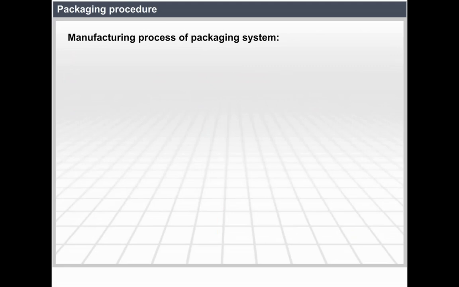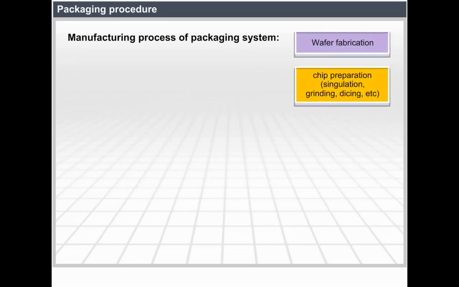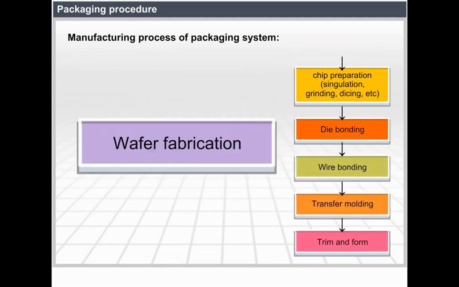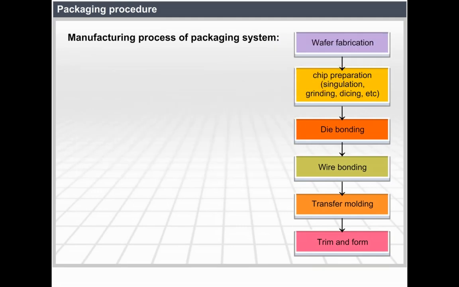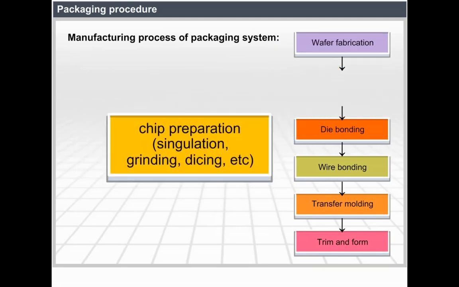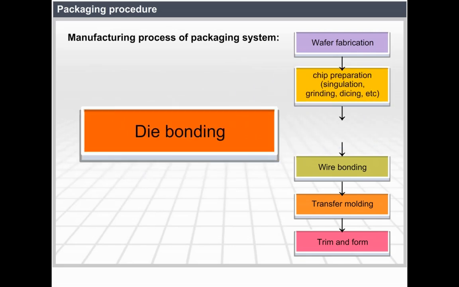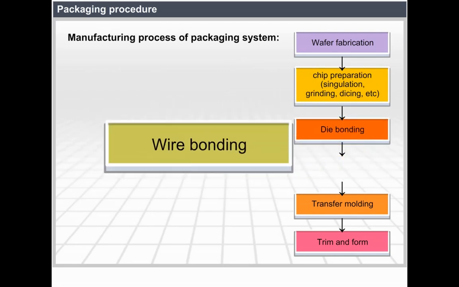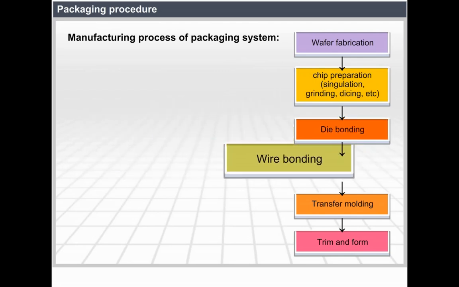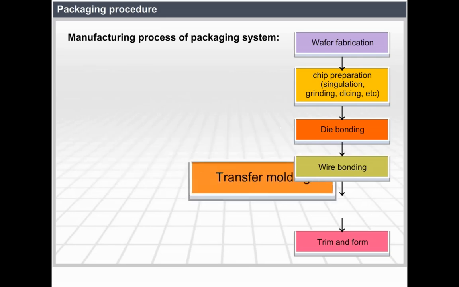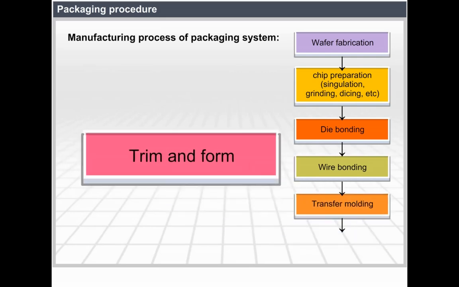The manufacturing process of the packaging system is shown in the figure. Wafer fabrication followed by chip preparation, that is singulation, grinding, dicing, etc. Die bonding followed by wire bonding and transfer molding, and then trim and form.